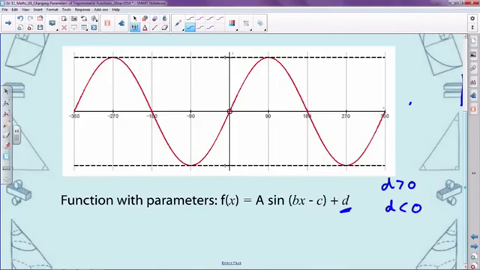So now we're going to be looking at what happens if you are sliding it along the x-axis. Who is affecting that in that particular graph? So then the full one is going to be y equals a sine(bx minus c) plus d, which is what we're going to be talking about in this lesson.